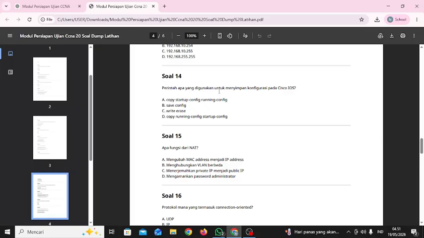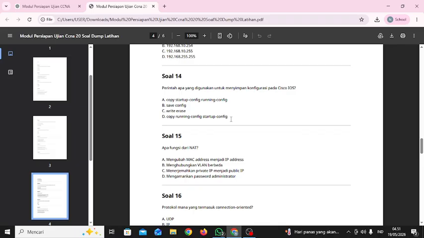Which command is used to save configuration in Cisco IOS? A. Copy startup-config running-config. B. Save config. C. Write erase. D. Copy running-config startup-config. Okay, the correct answer is copy running-config startup-config. Explanation: this command saves the active configuration into NVRAM. Without saving, the configuration will be lost after reboot. An alternative command is write memory.